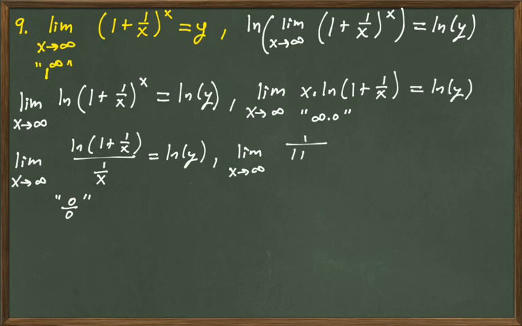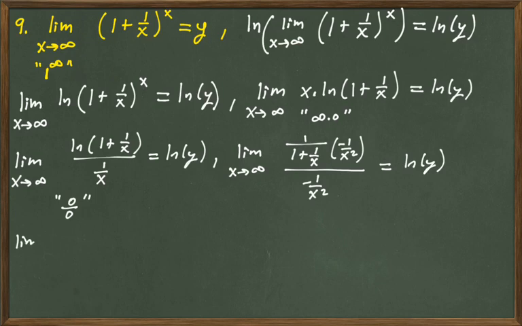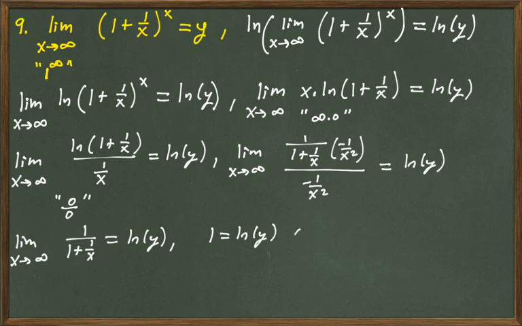So that's going to be 1 over 1 plus 1 over x, and then by the chain rule, negative 1 over x squared. Derivative of the bottom is going to be negative 1 over x squared, equals the natural log of y. All right, so now we have the limit as x approaches infinity of 1 over 1 plus 1 over x. That's going to be equal to the natural log of y. So 1 is going to be equal to the natural log of y as x goes to infinity. So the y must be going to e because the natural log of e is 1.